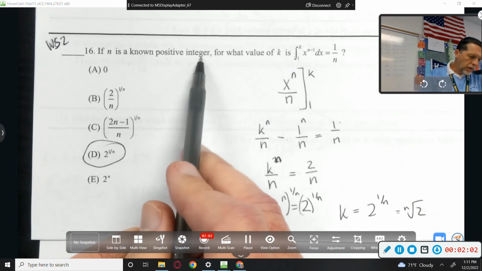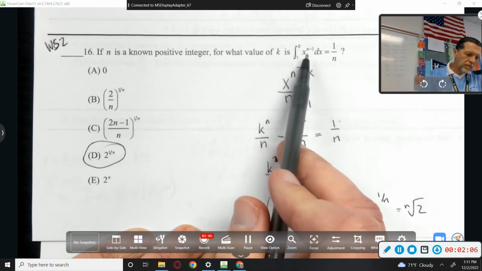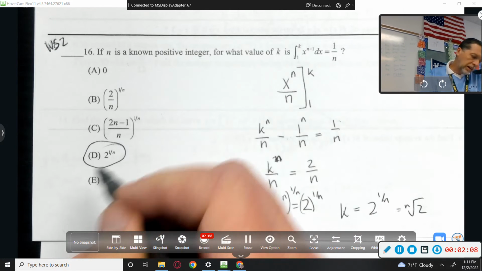N is a known positive integer, for what value of k? So that's my upper limit. When I evaluate, I get 1 over n. Okay, I think that's it. All right.